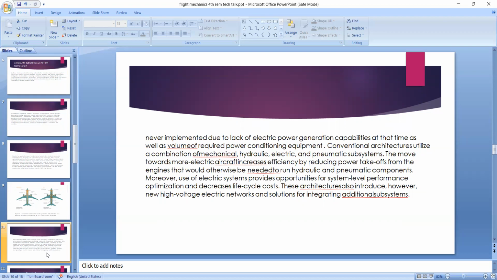pneumatic subsystems. The move towards more electric aircraft increases efficiency by reducing power takeoffs from the engines that would otherwise be needed to run hydraulic and pneumatic components. Moreover, use of electric systems provides opportunities for system level performance optimization and decreases life cycle cost. These architectures also introduce, however, new electric networks and solutions for integrating additional subsystems.